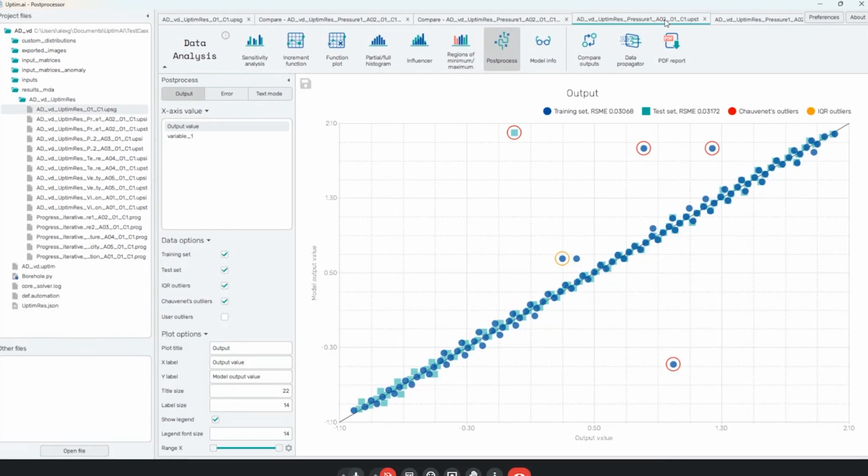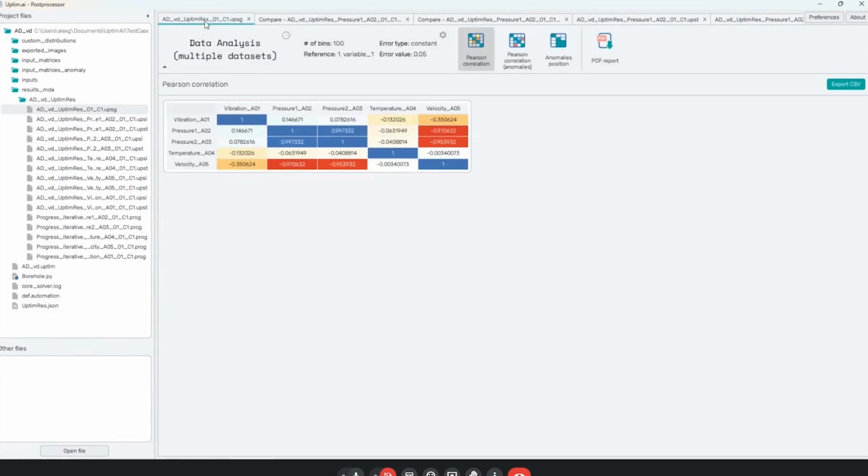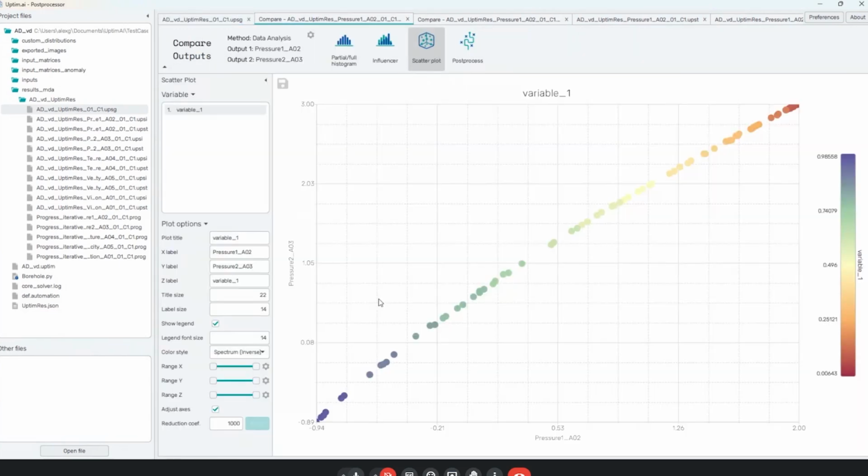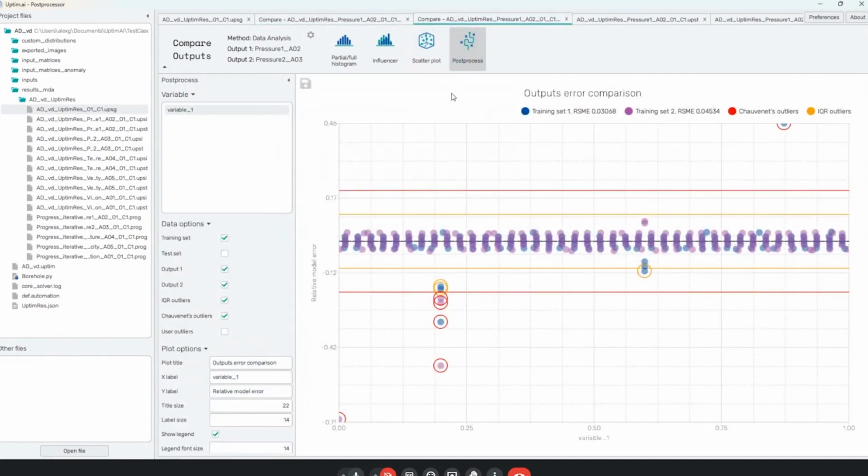Aside from the model itself, when there are very characteristic correlations between models, it is interesting to see exactly how they are looking in more detail. This we can do with the Compare Output feature, for example in here with the interaction between 2 pressures. We can quickly see that all the samples are in a straight line as these 2 outputs are very correlated. Also, we can see the error from both outputs at the same time, quickly depicting anomalies.